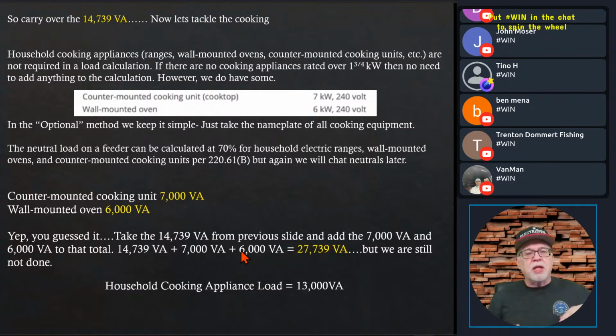Now, the cooking load itself, if I was asked a question about using the optional method, what is my cooking load? Then obviously the cooking load is just 7 plus 6, which is 13. Okay, so you could get weird questions, and so be very cognizant of the question. Make sure you really focus on it, because they can ask you some weird stuff on an exam if you're preparing for an exam. So just be aware of that.